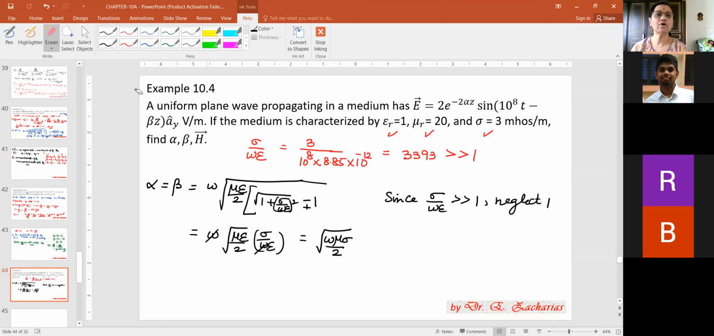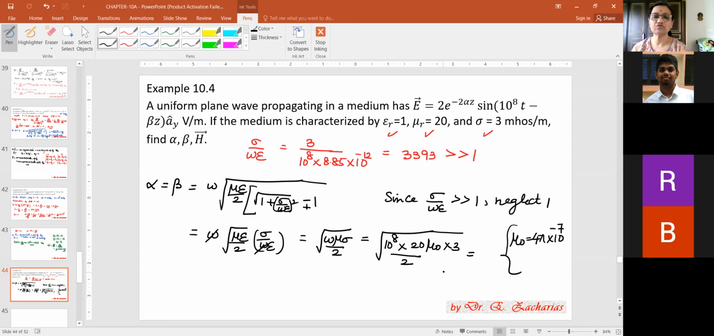Okay, so now let us just substitute and find out. So what do you have? Under root of 10 to the power of 8. Omega is 10 to the power of 8. Then what is mu? Mu is 20 times mu naught, right? And then you have sigma. Sigma is 3 divided by 2. And what is mu naught? Mu naught is 4 pi into 10 to the power of minus 7. Okay, put everything into this equation.